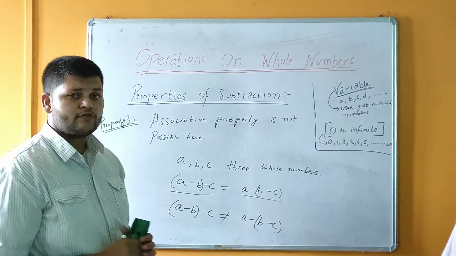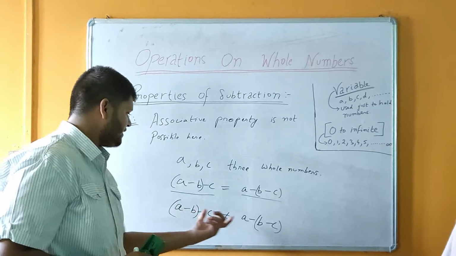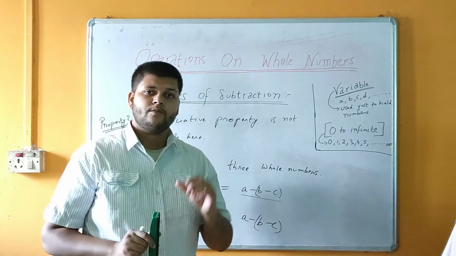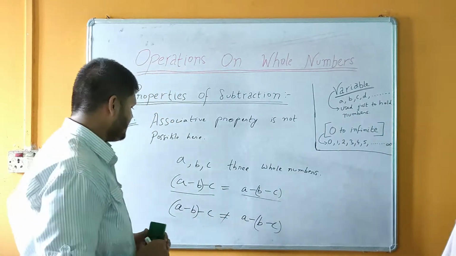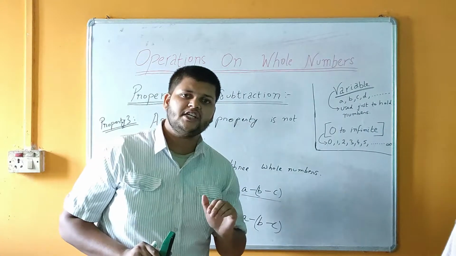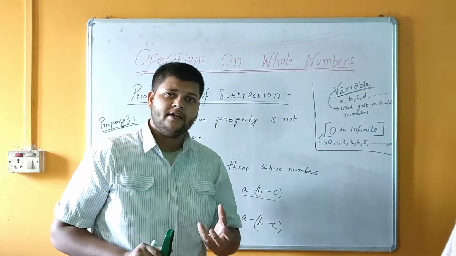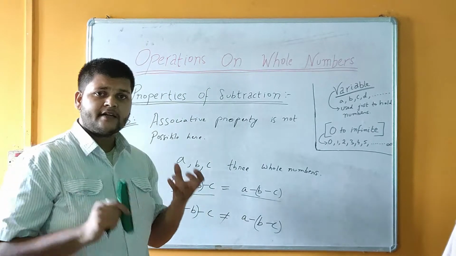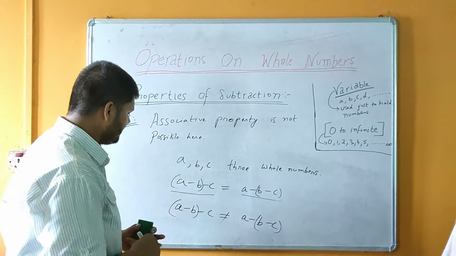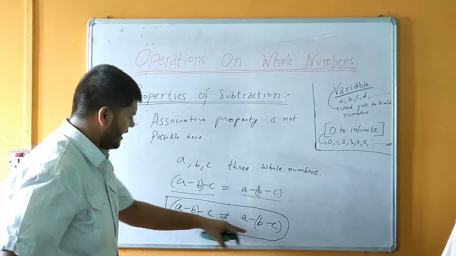In the case of the associative property for subtraction, you cannot say this expression is equal to this expression. This is what I mean in property 3 for subtraction. The associative property is not applicable, not possible here. That means when you are performing the subtraction operation, the associative property is not possible. So how is it not possible? We have to verify this statement.